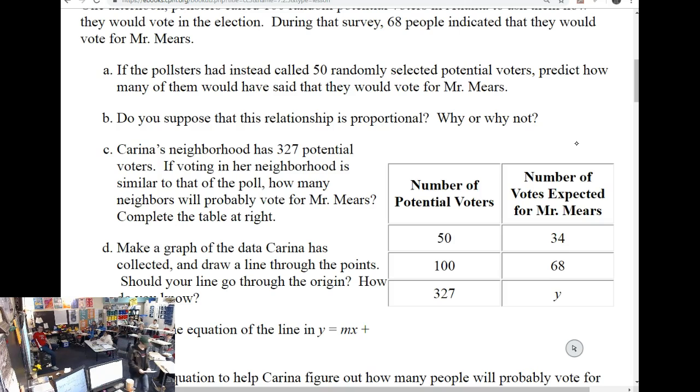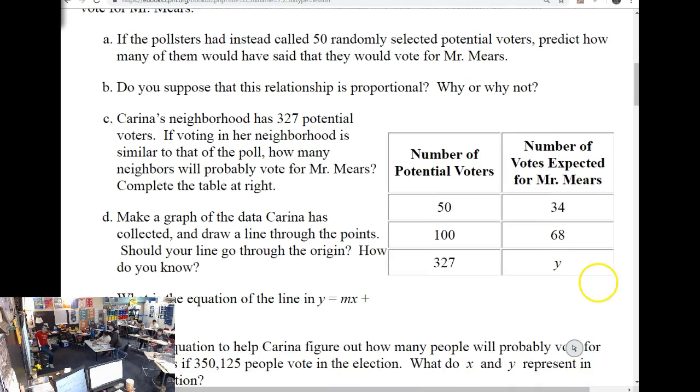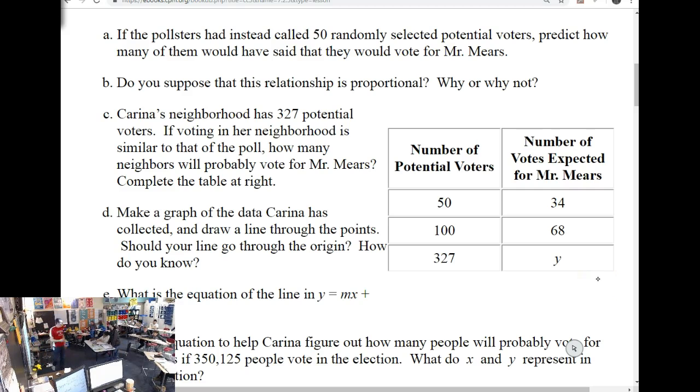Are we with me on how we take the first line of the table and make the second line a prediction, or just a computation of what percent? So then, if in this area there are 327 voters, how many of them should vote for Mr. Mears? Discuss with your team or yourself and try to figure out how we determine this Y value of voters for Mr. Mears. I'm going to give you a couple minutes. If you think you have that, extend it to F. If you think you have your answer, extend it to E and F. But you can leap over E for right now if you want.